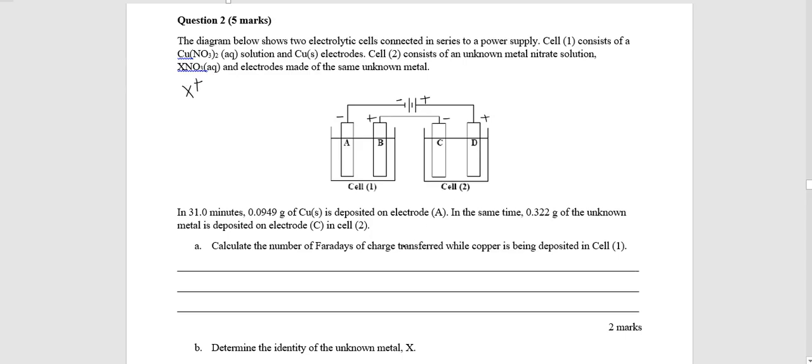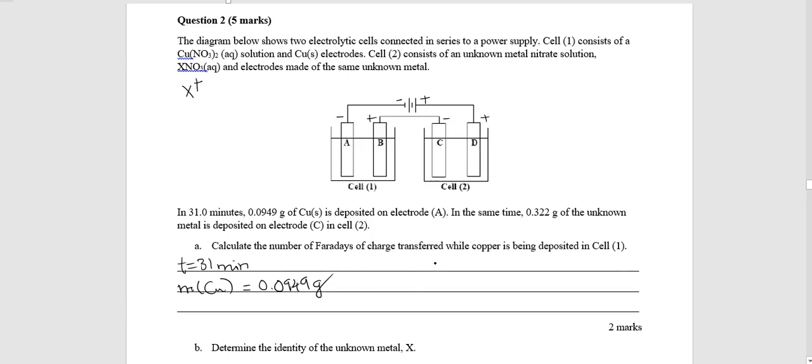In 31.0 minutes, 0.0949 grams of copper is deposited on electrode A. In the same time, 0.322 gram of metal is deposited on electrode C. Now that C is not carbon, it's just a letter. Hopefully that's not going to be too confusing.